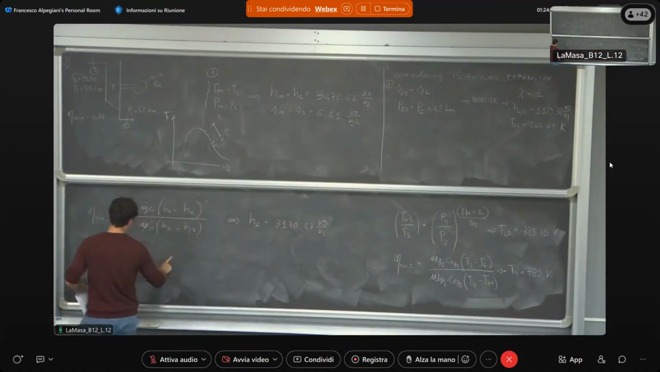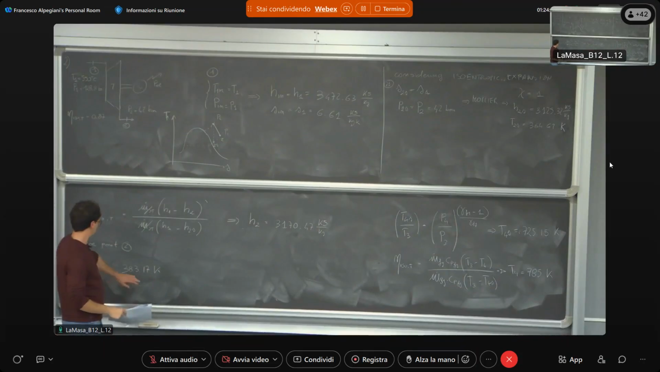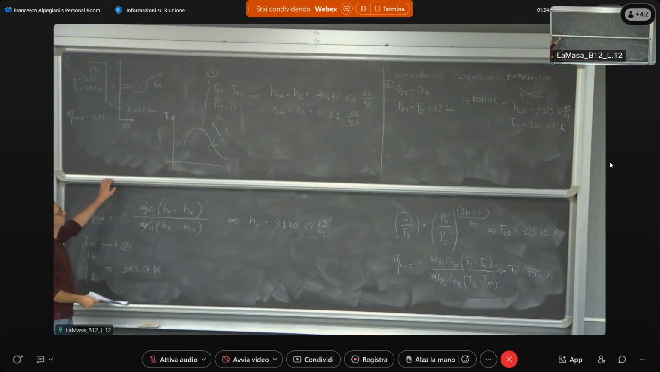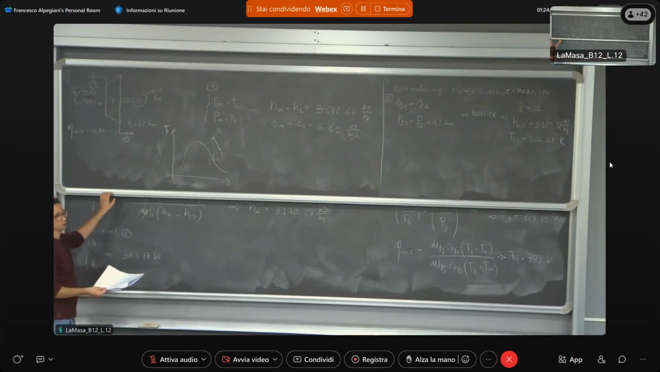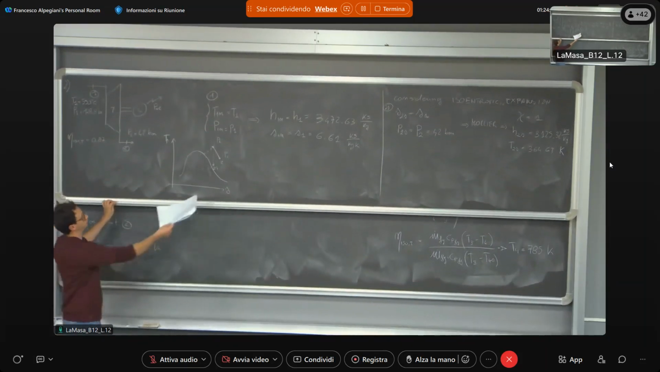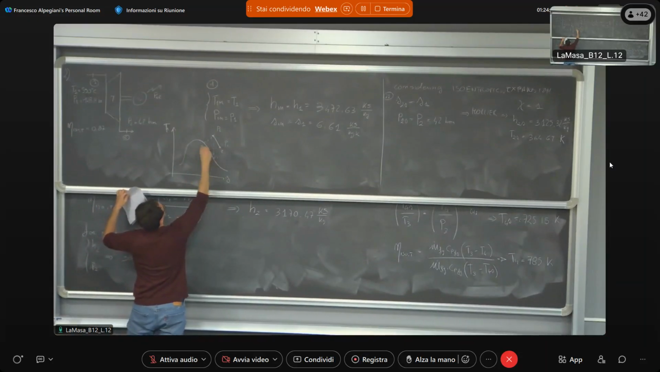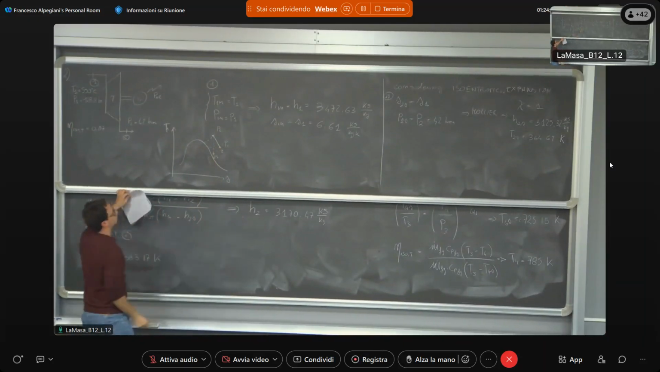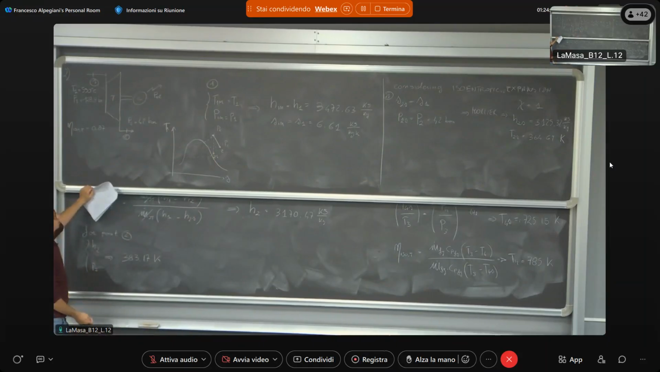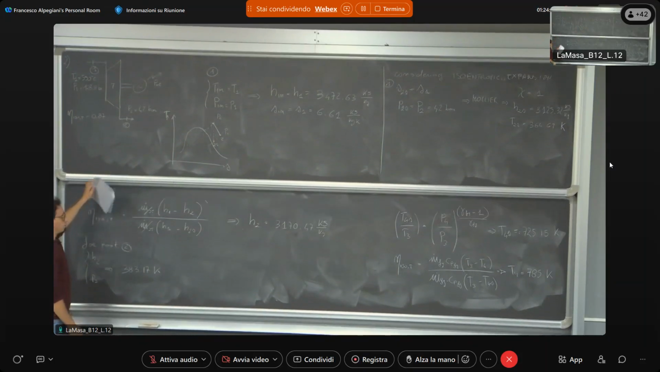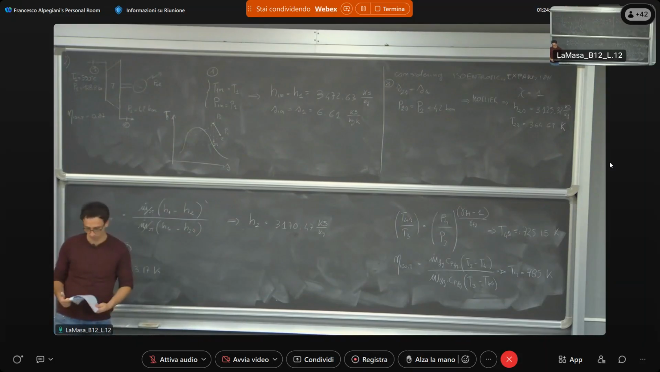So what you can notice is that this temperature is higher than the ideal one because we are expanding the fluid less. So the temperature that you have at the end of the real expansion is higher since you are expanding the fluid less and you are extracting less power. Okay. Are there some questions about the steam turbine?